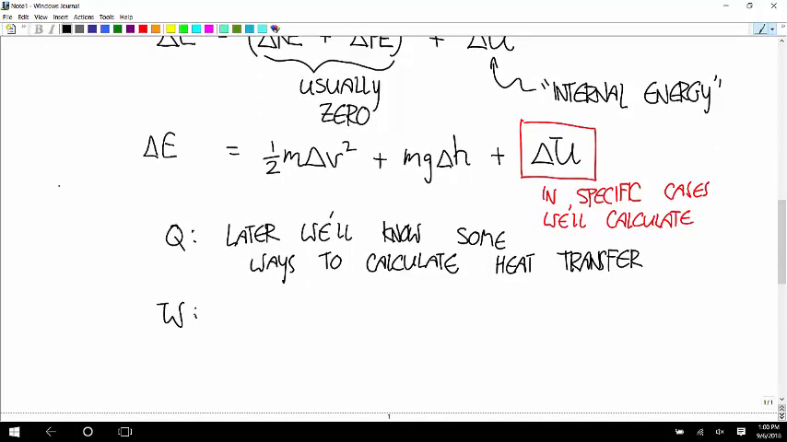And work, well, there are a few ways that work can be done, but the most important for us is that work is equal to the integral of P dV as you go from volume 1 to volume 2.